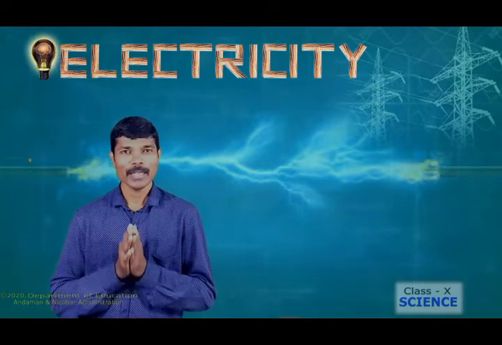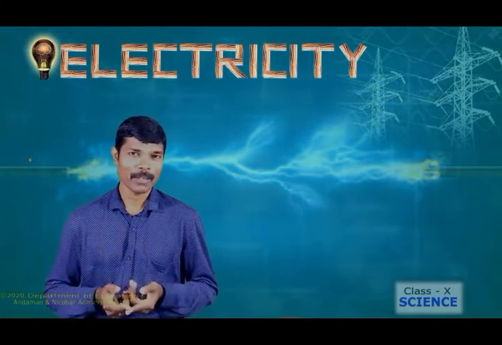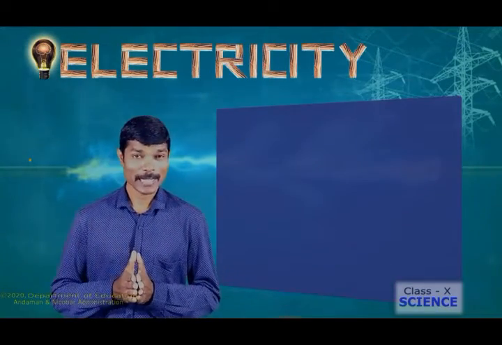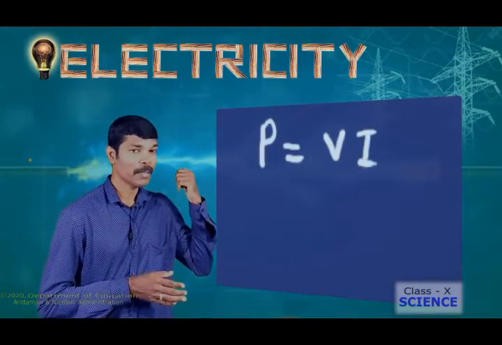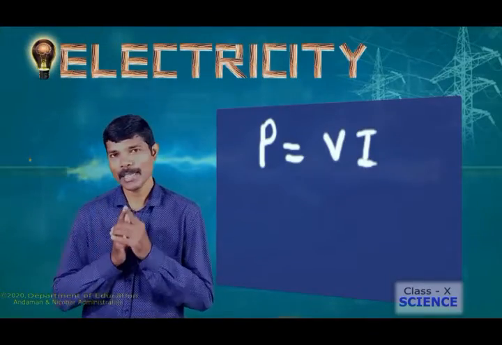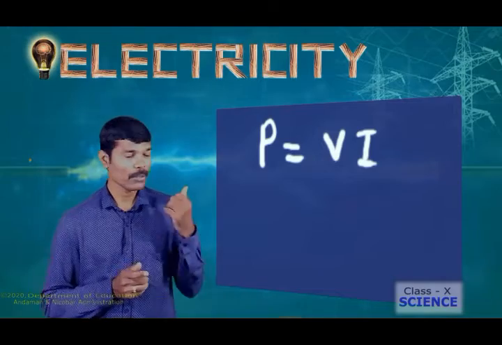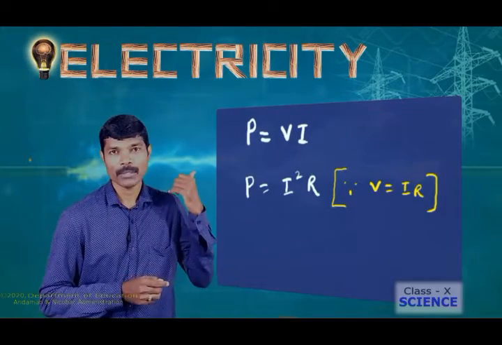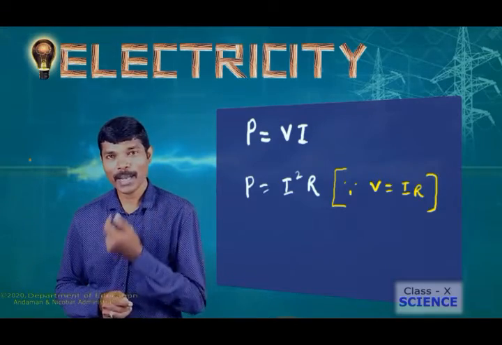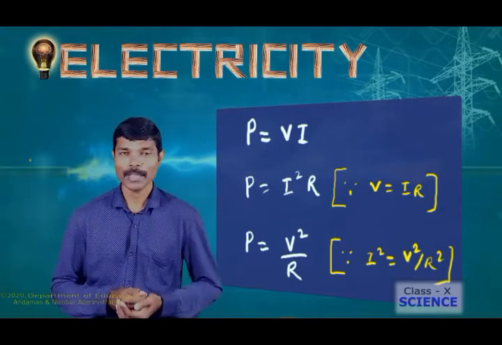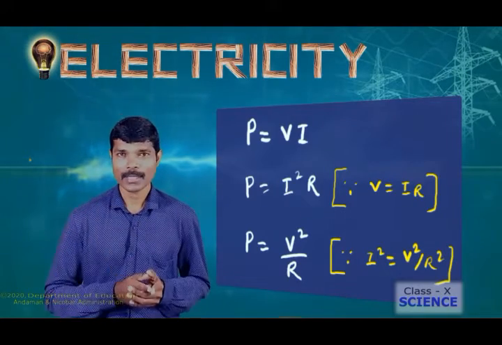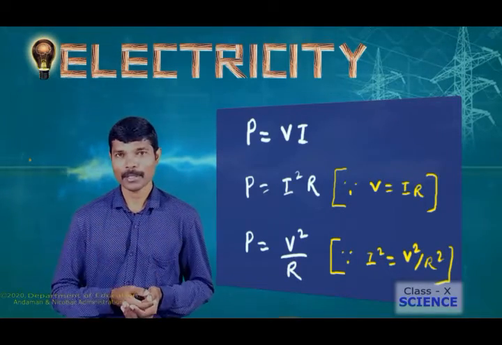Hope you understood this. Now, let us understand electric power. We know that the rate of doing work is known as electric power. So, we can write P is equal to VI. We know that the value of V is IR. So, by substituting this, we will get power is equal to I square R. And we know that I is equal to V by R. So, by substituting this, we will get V square by R. The SI unit of power is watt, and you are very much familiar with watt, right?